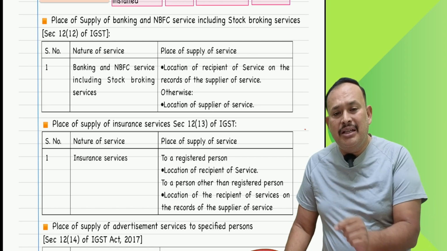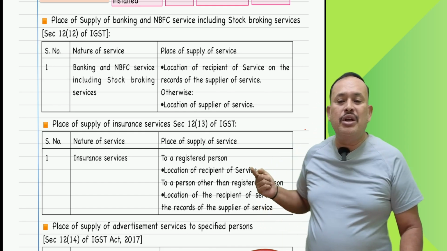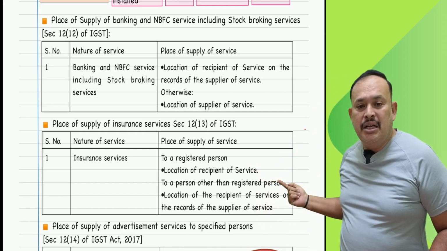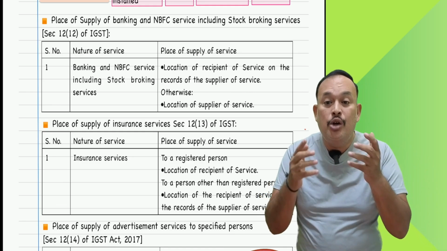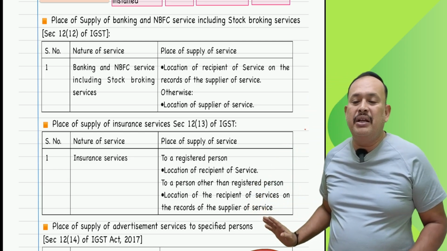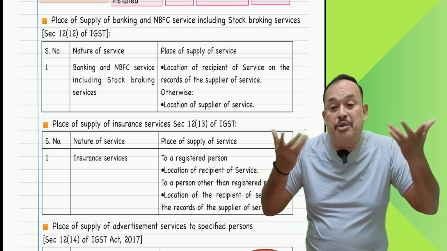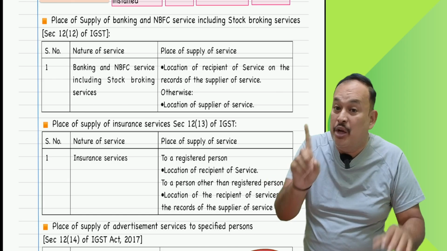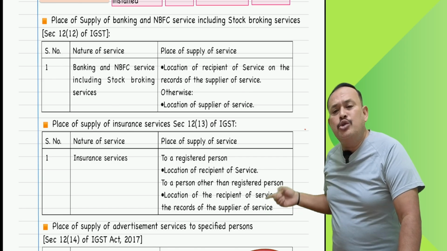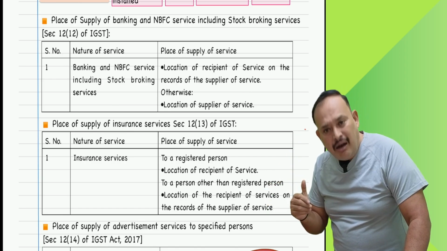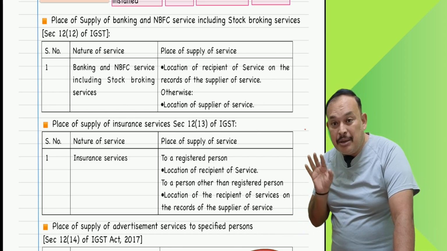Coming to section 12, subsection 13, in case of an insurance company, place of supply goes to location of the recipient, if the recipient is a registered person. If the recipient is an unregistered person, the address of the recipient available with the supplier is the place of supply. Hey, Mr. Insurance Company, you cannot say the address of the recipient is not available with the books of the supplier. It means what? You are providing a hawala transaction or what? Therefore, insurance company has a separate provision.